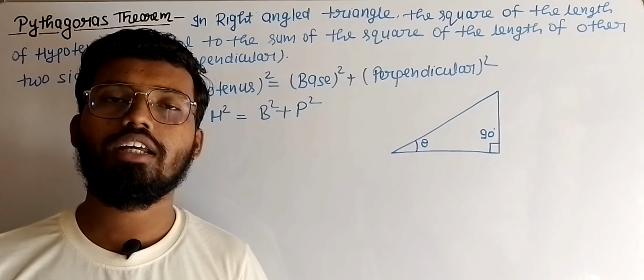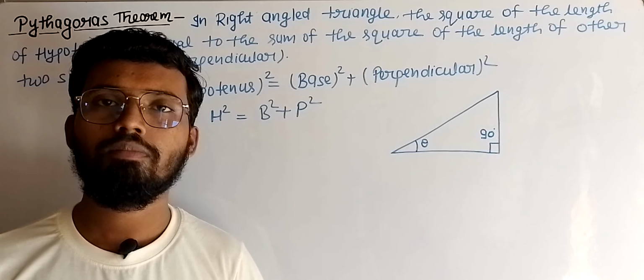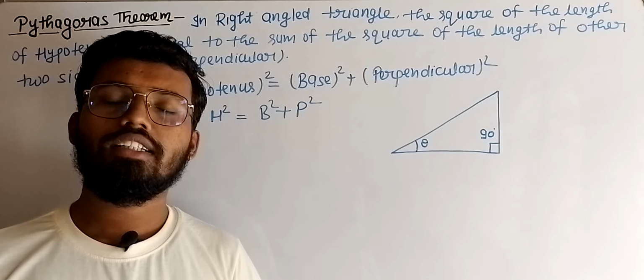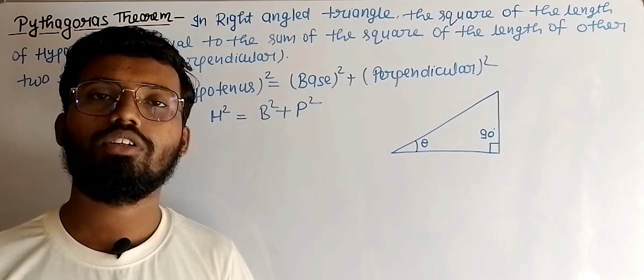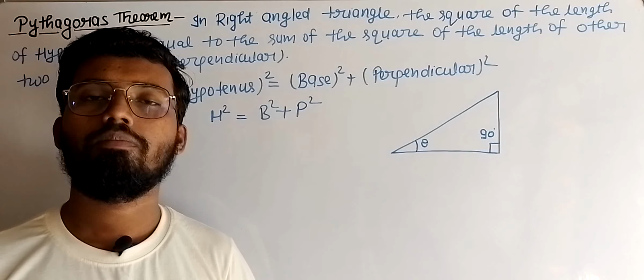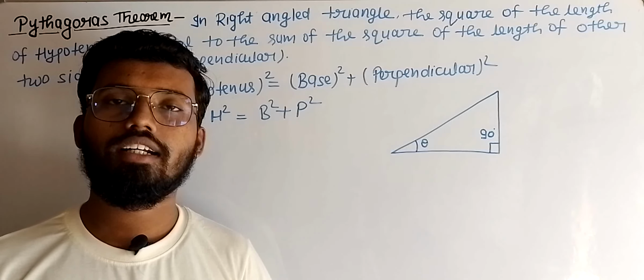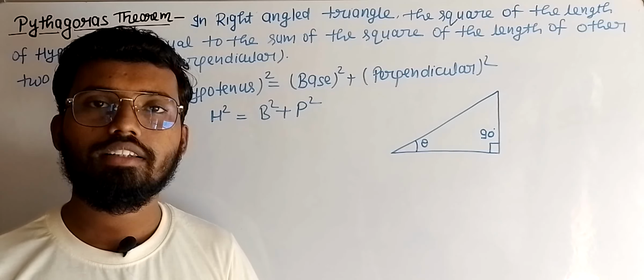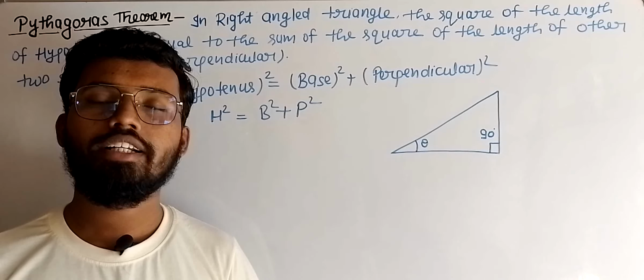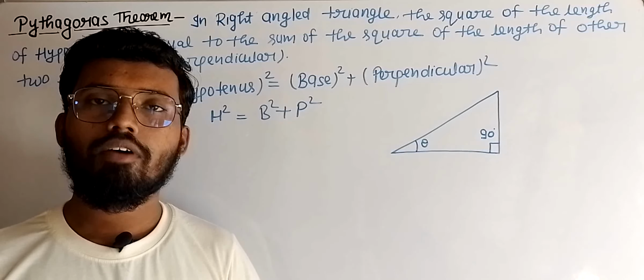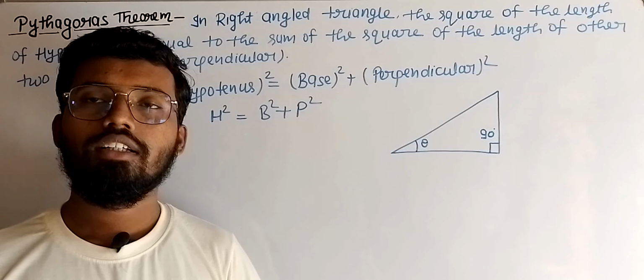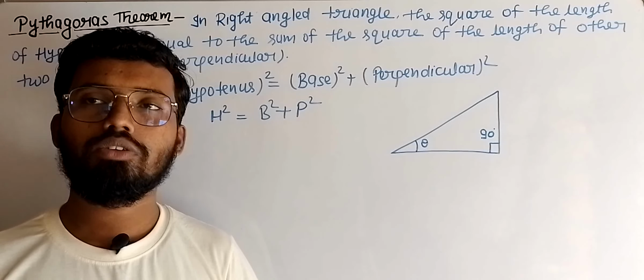In today's video we are going to discuss Pythagoras theorem and Pythagorean triplet. Let us start our discussion with Pythagoras theorem. What is Pythagoras theorem? In any right angle triangle, the square of the length of the hypotenuse will be equal to the sum of the squares of the lengths of the other two sides.